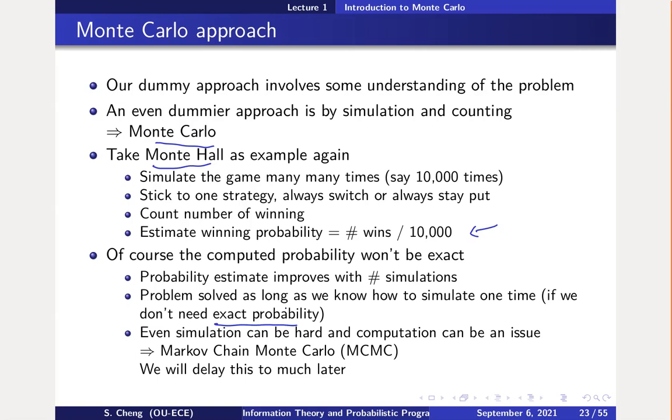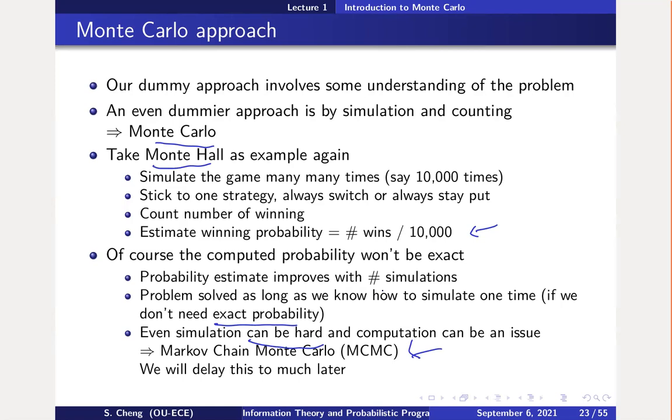But know that even with simulation, this can be hard for a really large problem, and computation can be an issue. For one thing, as we mentioned earlier, if some continuous random variable is involved, we may not know how to sample, and so on. That leads to something known as Markov chain Monte Carlo. I will delay it until much later in this course, after we talk more about inference, but we will come back to this later on.